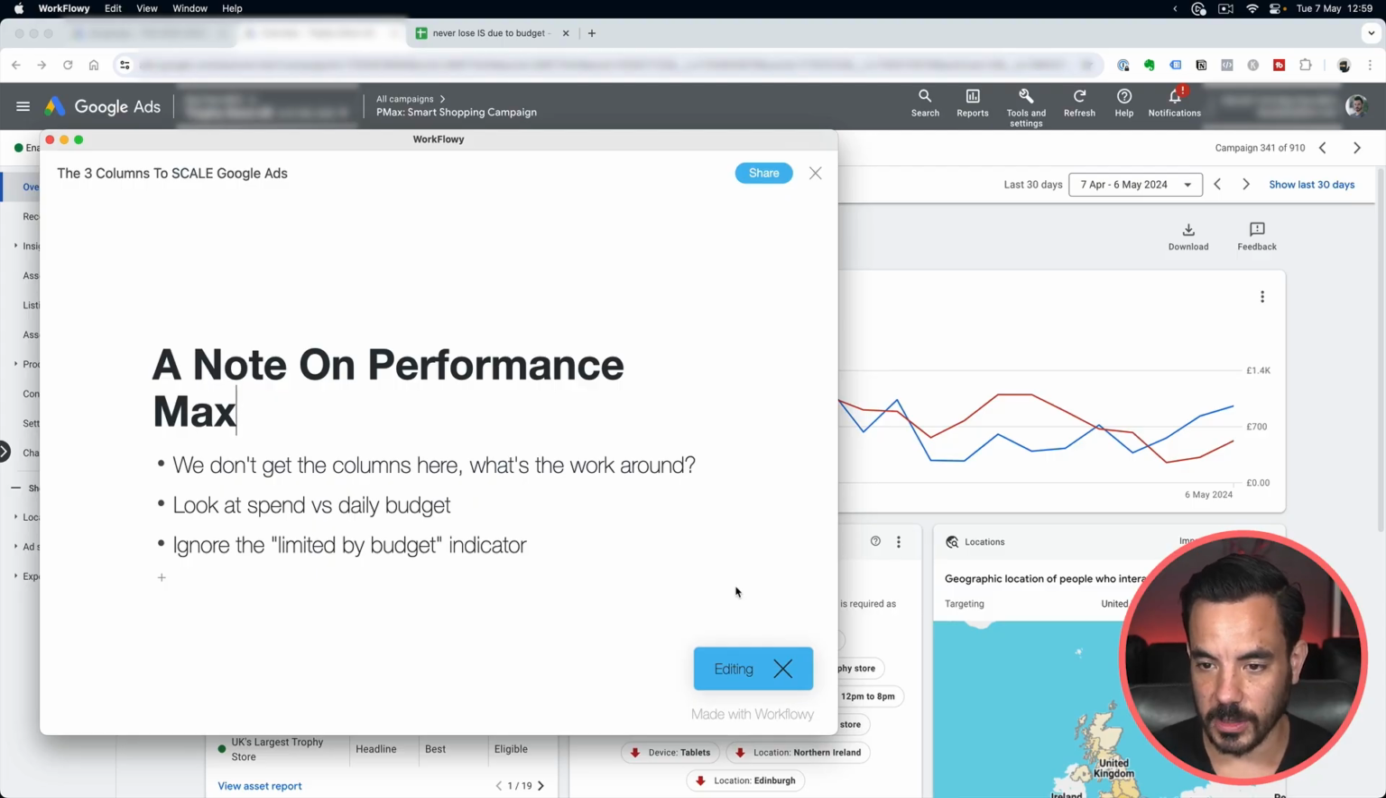Okay, back to the meat and potatoes and a note on Performance Max. What do we do with Performance Max, considering the fact that when you're in Performance Max, you don't get those columns? You don't get to see the column for impression share, lost IS due to rank, lost IS due to budget, any of that stuff.